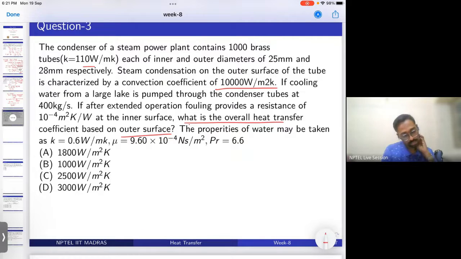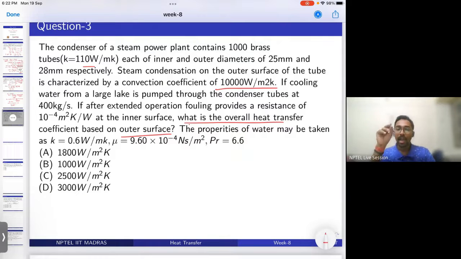So the question is, we have a condenser or a heat exchanger used in a power plant to condense steam. So steam is the fluid. Steam condenses on the outer surface of the tube, and through the tubes, cooling water is flowing. Because of extended operation, after a long time of operation, some scale will form. Scale formation can happen on the tube surface.